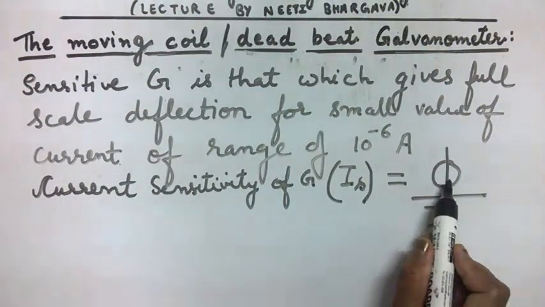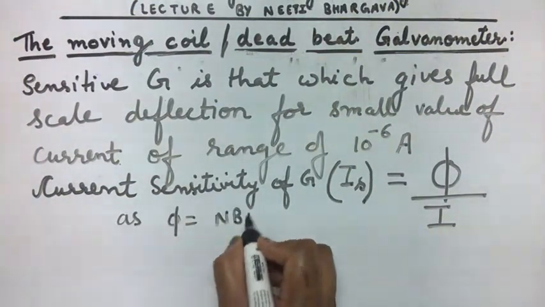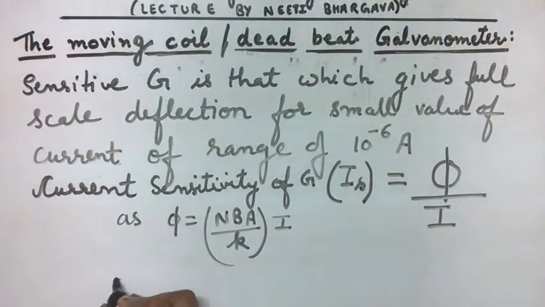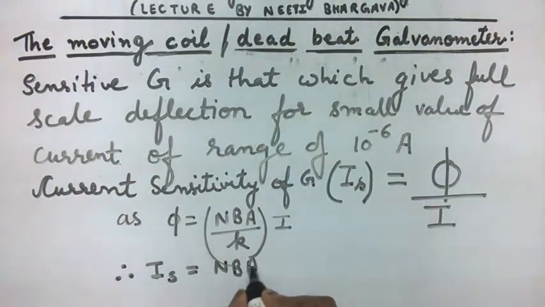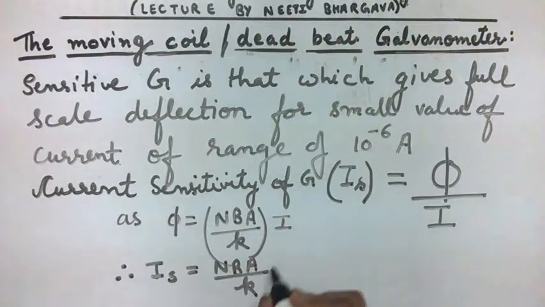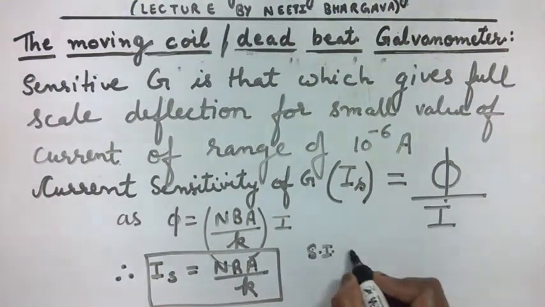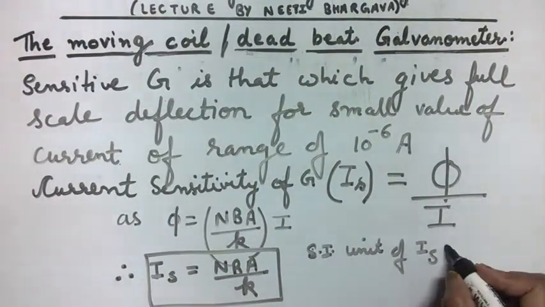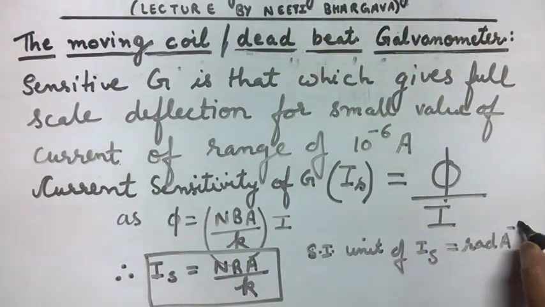And we have studied the value of phi, as phi is equal to NBA by K into I. Therefore, Is is equal to NBA by K. And the SI unit of current sensitivity is, deflection is measured in radian, per unit current, that is ampere, so radian per ampere.